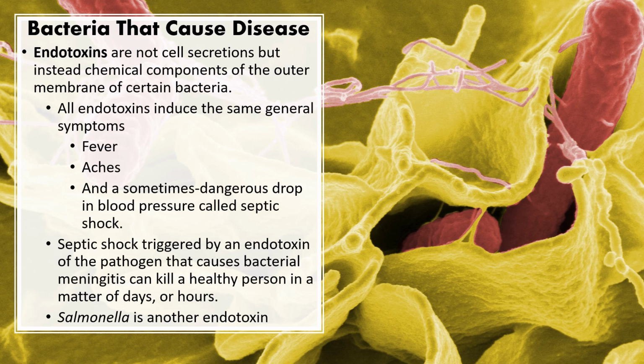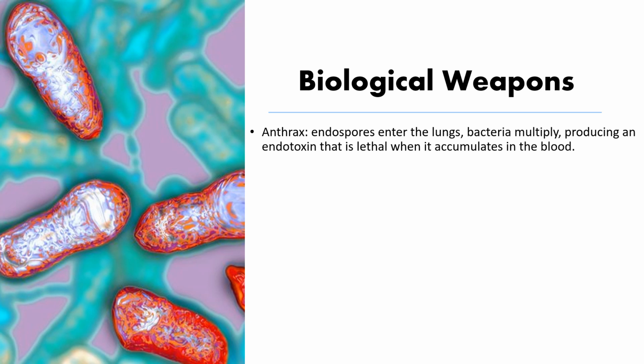Another group that has endotoxins are salmonella. And you probably have heard of salmonella as being something like why you're not supposed to eat raw eggs, although it's very rare to get salmonella from eggs. Now, because bacteria have these endotoxins and exotoxins, they have been used as biological weapons for thousands of years.